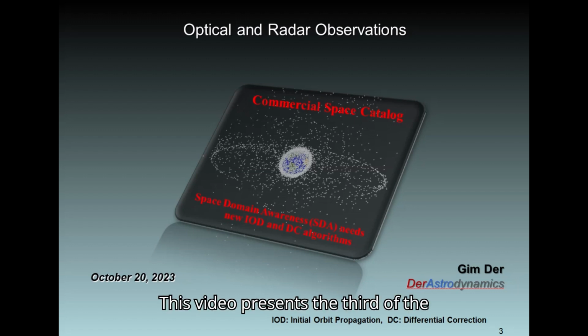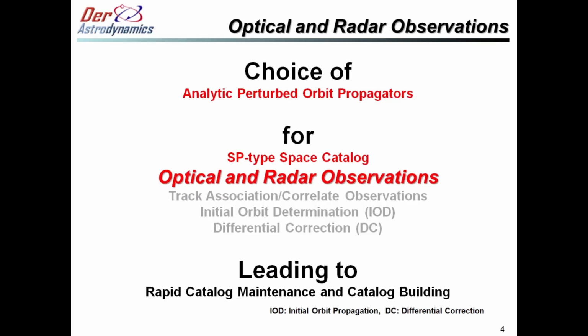This video presents the third of the three preliminary topics, optical and radar observations, commonly used as input to IOD and DC algorithms for rapid commercial space catalog building. Again, if SGP4 or HB4 is chosen for analytic perturbed orbit propagation in IOD and DC algorithms, then UCTs cannot be processed accurately. In turn, this leads to only catalog maintenance.